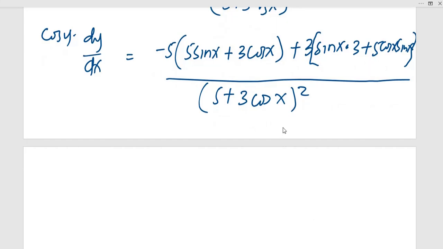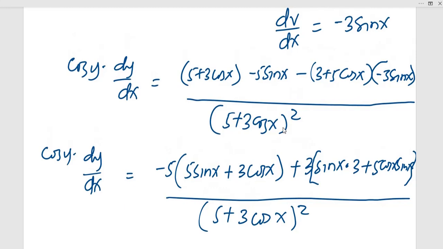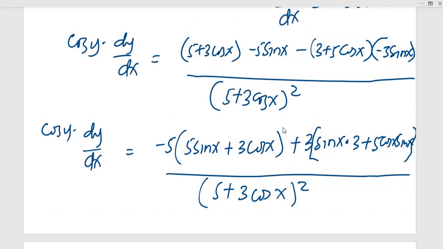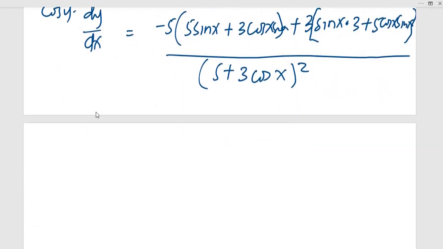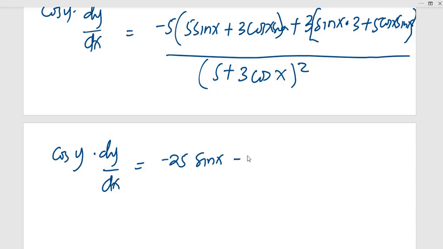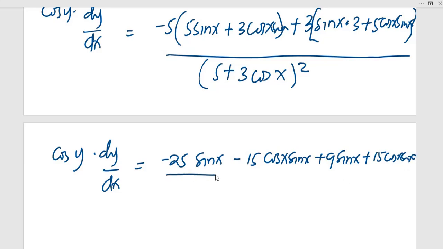I can open the brackets. So remember, this is 5 sine x plus 3 cos x sine x. So we simplify. We have cos y times dy/dx equal to, if I open brackets, negative 25 sine x, then minus 15 cos x sine x, plus I also open here, this will be 9 sine x, then plus 10 cos x sine x. Now divided by (5 plus 3 cos x) all squared.